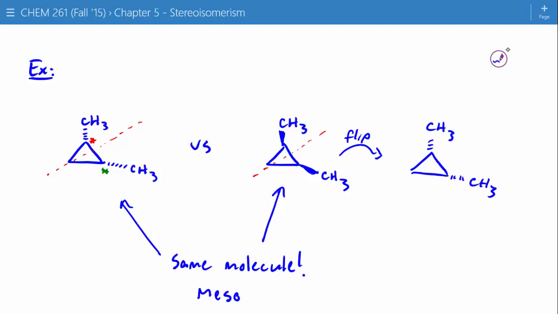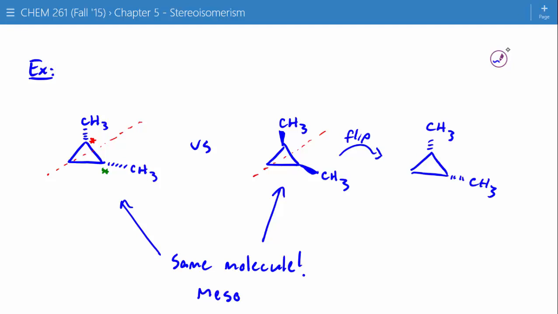Yep. So like people, are we like enantiomers or meso? Oh man, I'd have to think about that. Let me get back to you on that. This is a good question.